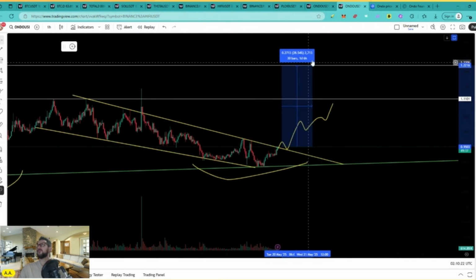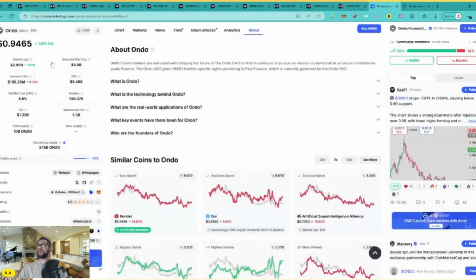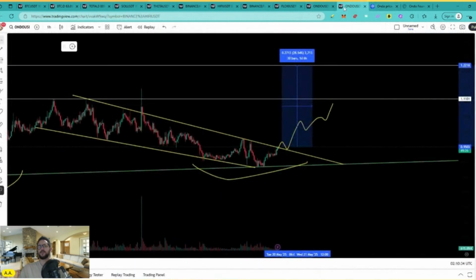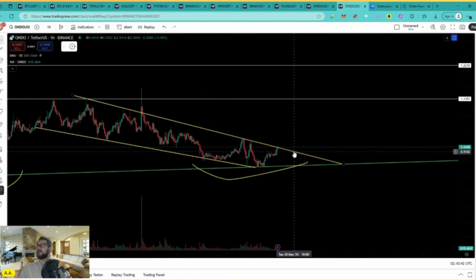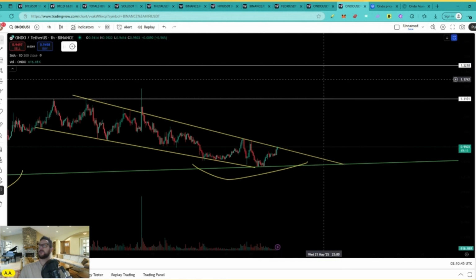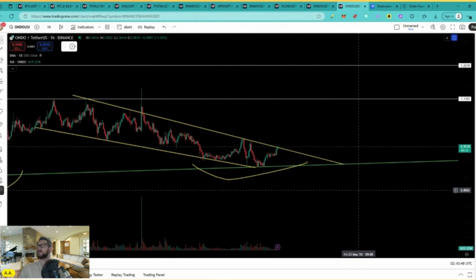That's a measured move of approximately 28% from the current price levels. Remember, guys, ONDO has a market capitalization of almost 3 billion. It's well into the billions already. This is a heavy token, and therefore, it needs a lot of liquidity to flow into it. It's not going to move easily. Therefore, an 18 or a 28% move out of ONDO is a huge move. This is a big deal.